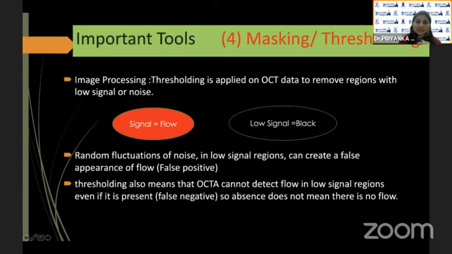In cases of low signal regions, if there are random fluctuations of noise, it can create a false appearance of flow, which is called false positivity. So in a case of RPE atrophy or choriocapillaris atrophy, you can visualize the deeper choroidal vessels, and that can be misinterpreted as flow. Thresholding also means that OCTA cannot detect flow in low signal regions even if it is present. That is false negativity. So the absence does not mean there is no flow.